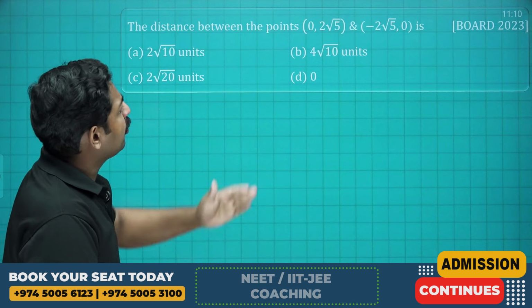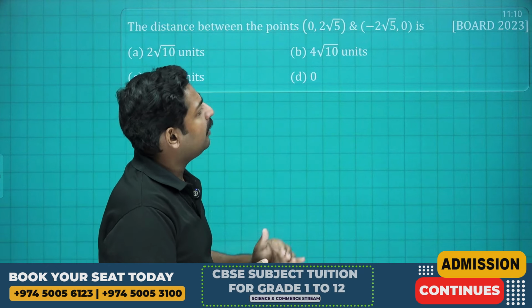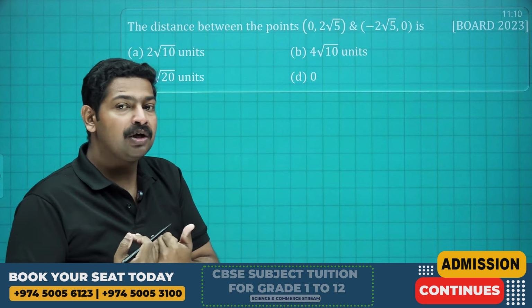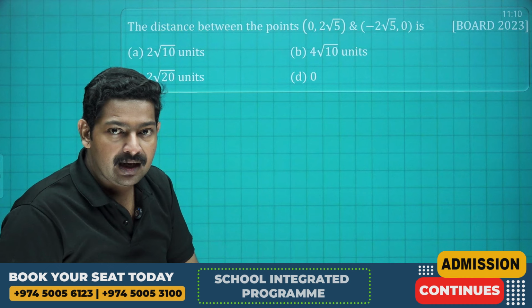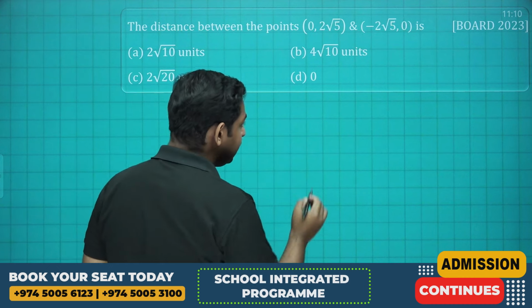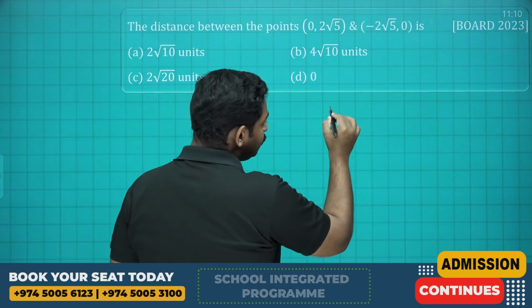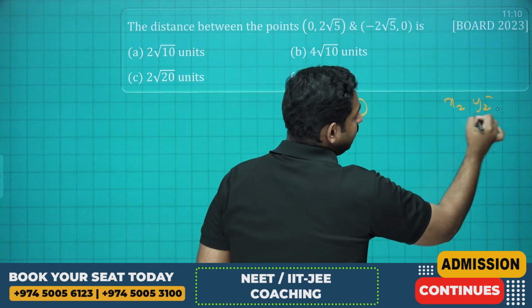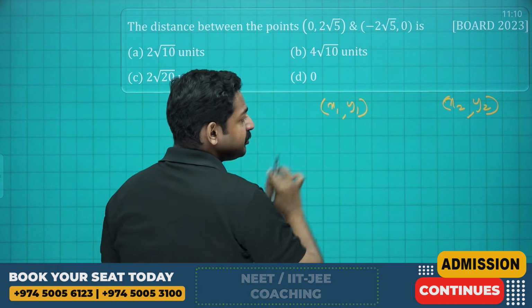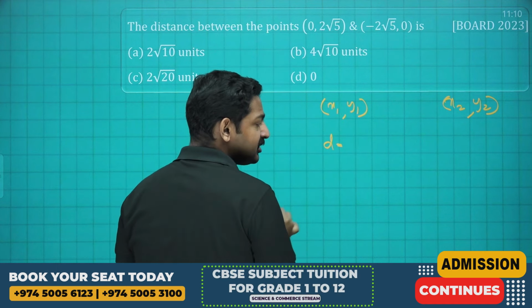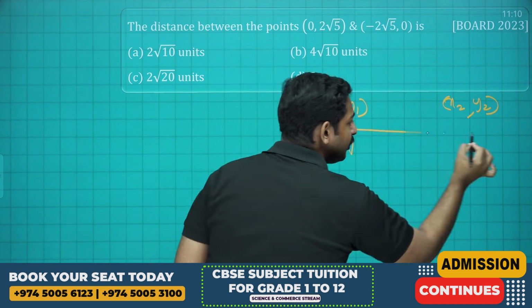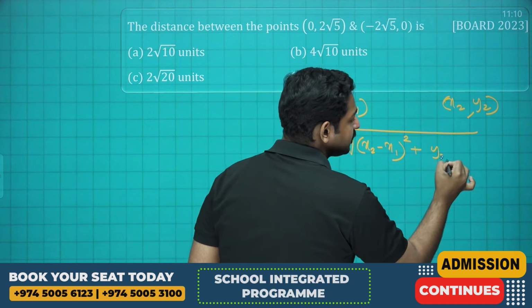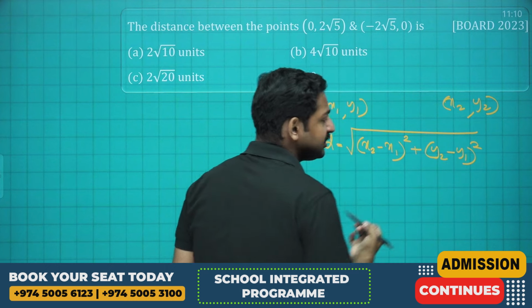The distance between the points (0, 2√5) and (-2√5, 0). We need to find out the distance. So how to do this one? We need the distance formula. And now what is the distance formula? We have studied that if 2 points (x1, y1) and (x2, y2) are given, then the distance between the points can be found out by using the distance formula, and which is distance d is equal to the root of (x2 - x1) the whole square plus (y2 - y1) the whole square. This is the distance formula.